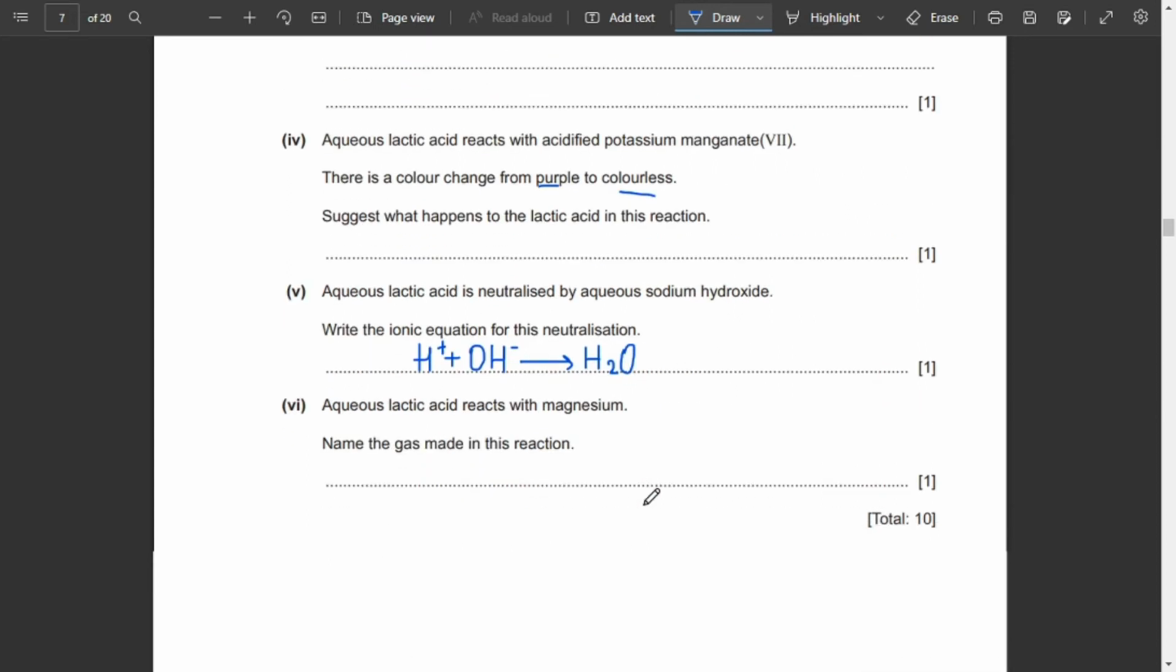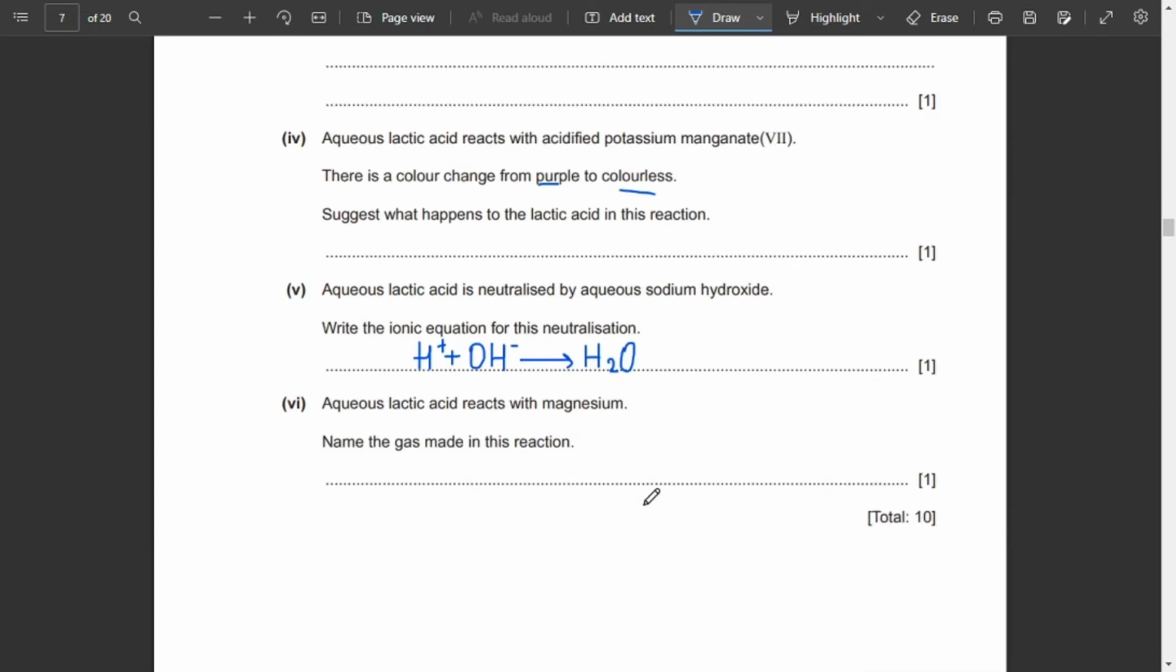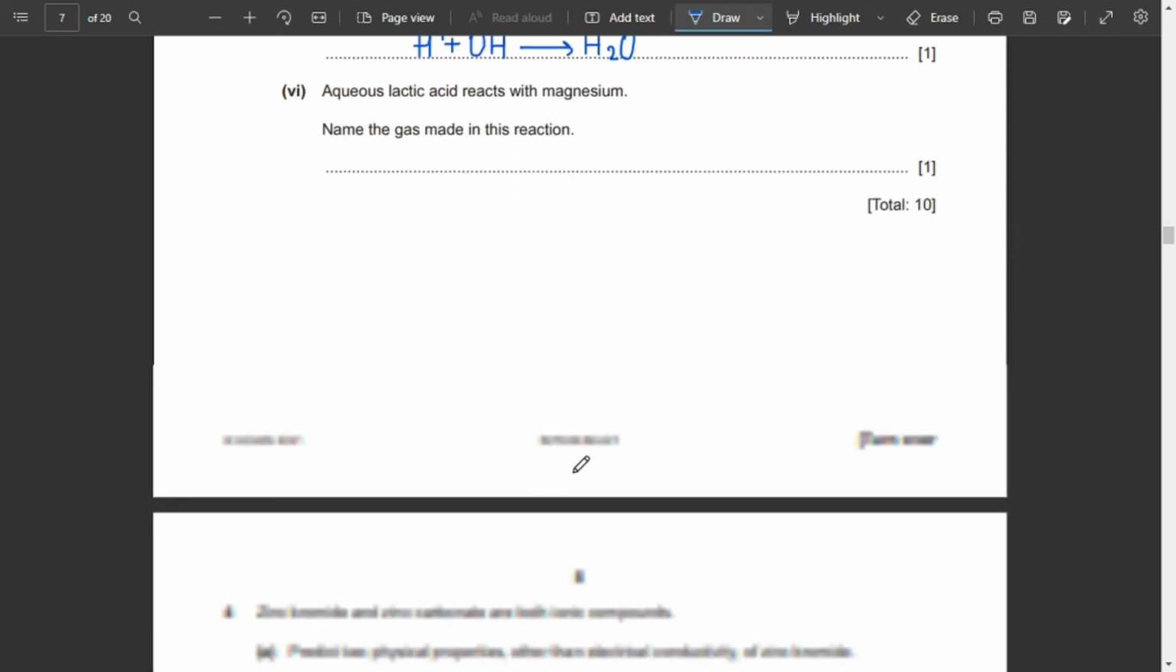And it will form water. Moving on to part 6, aqueous lactic acid reacts with magnesium. Name the gas made in this reaction. In this reaction, we will see lactic acid with magnesium, hydrogen will be formed. Alright, so this is basically the types of reactions that we study in the organic reaction chapter, where we talk about acids and their reactions. So you need to thoroughly go through all the reactions.